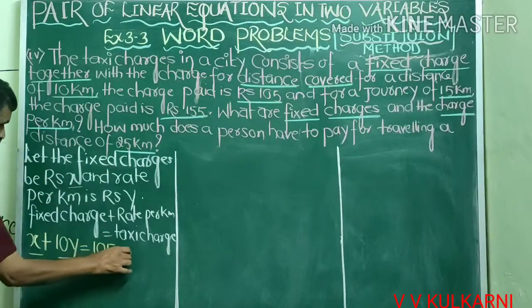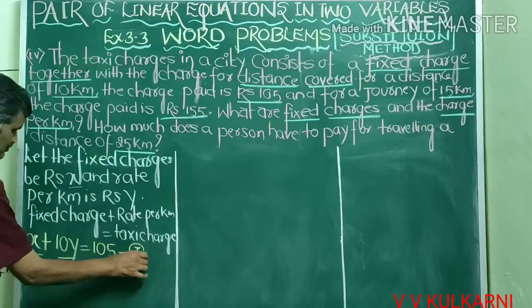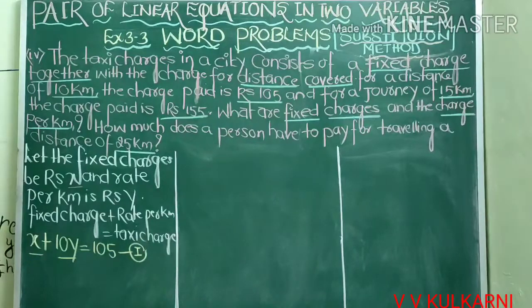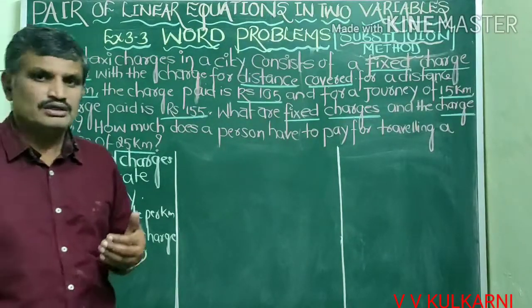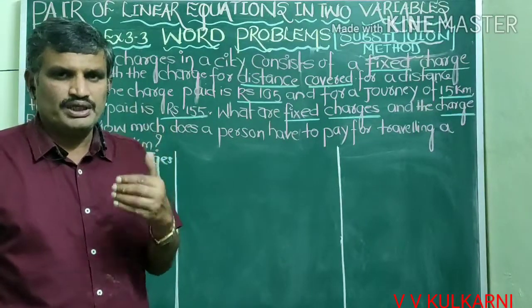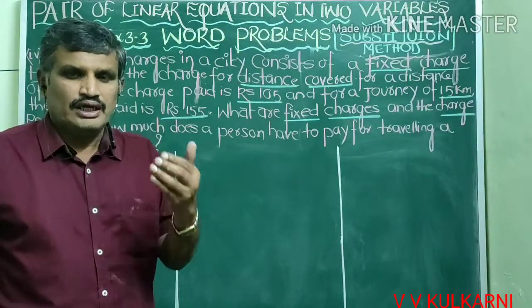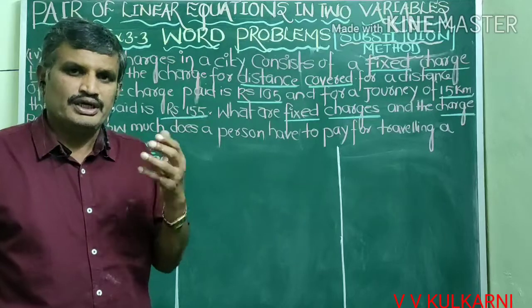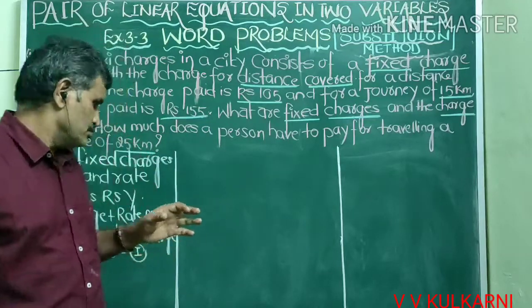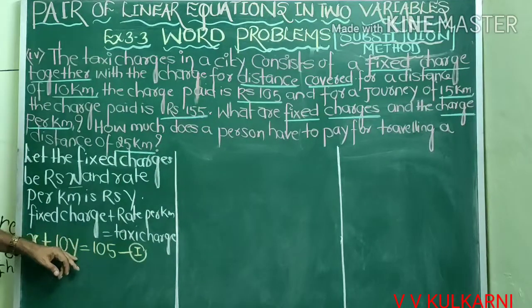This I will call the first equation. That means if a person travels a distance of 10 kilometers, he has to pay the fixed charge of rupees X plus Y rupees per kilometer into 10, which is equal to 105 rupees. Now let us go for the condition number two.